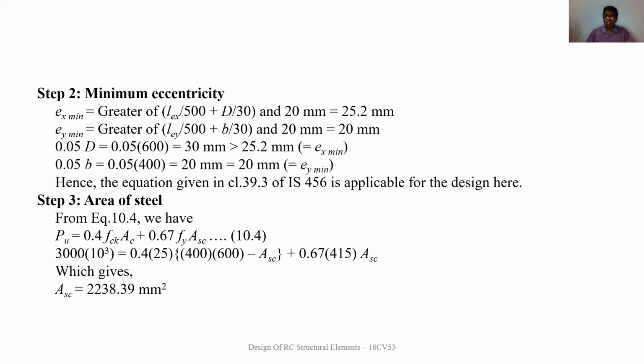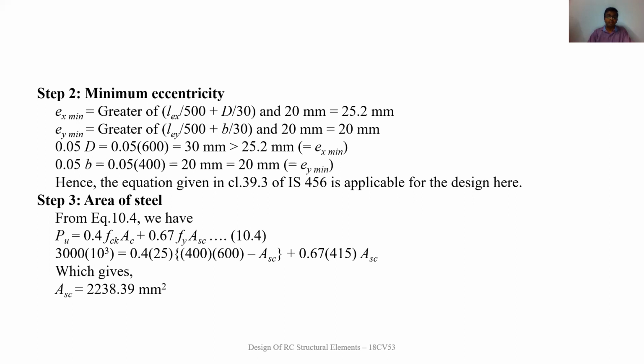And step number 2 is to find out the minimum eccentricity. As explained to you earlier, the minimum eccentricity along X and Y direction is the greater of effective length divided by 500 plus D by 30, and 20 mm. So by substituting L effective and D in the equation, we get 25.2, which is greater than 20. Therefore, e minimum along x direction is taken as 25.2 and e minimum along y direction is taken as 20 mm.